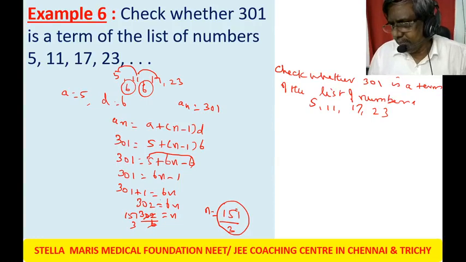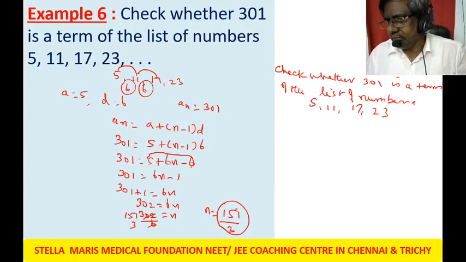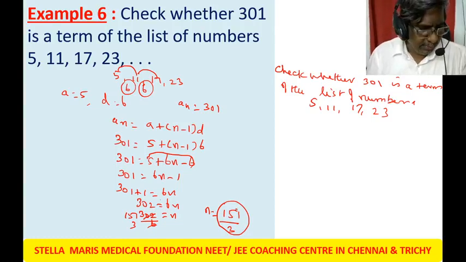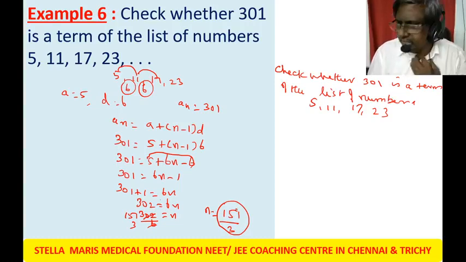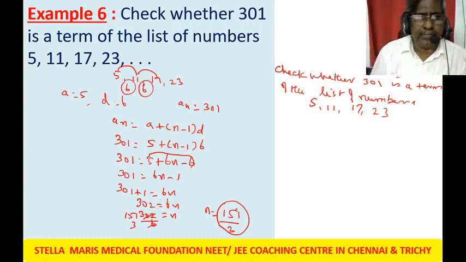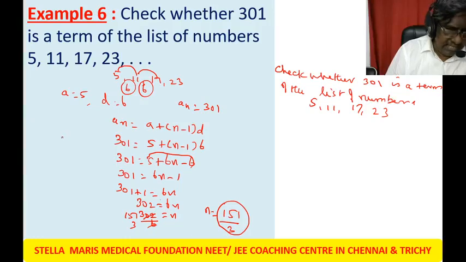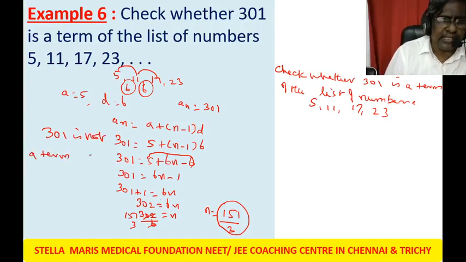Therefore, 301 is not in the AP. Yes, correct. Since n is a fraction and not a positive integer, and n should always be a positive integer, the answer will be: 301 is not a term of the given list.